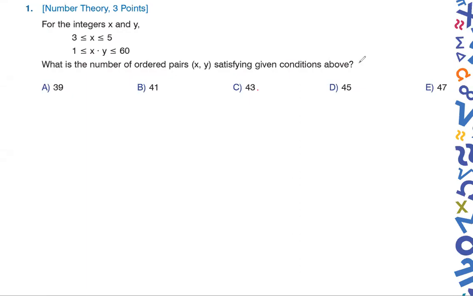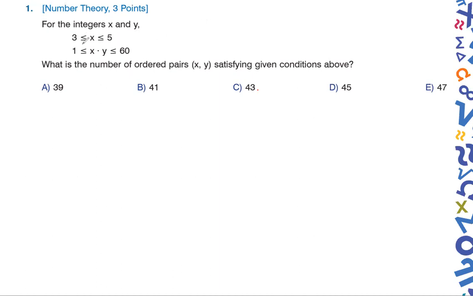Hello, everyone. So we are going to have a ninth grade MathCON practice test today. So we have integers x and y, and we are given some inequalities, and based on this, what we are going to find is just the ordered pair number. Okay. So first things first, x and y are integers, which is nice to have.